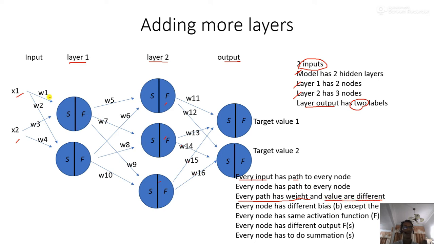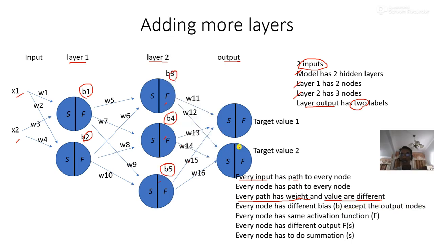The values are different. The random values here are different from each other. w1, w2, w3 and the rest are not the same value; they are assigned random numbers. Every node has a different bias. You have one bias for this node, one bias for this node, and so on until 5. You have 5 nodes, so you have 5 biases. The output has no bias.